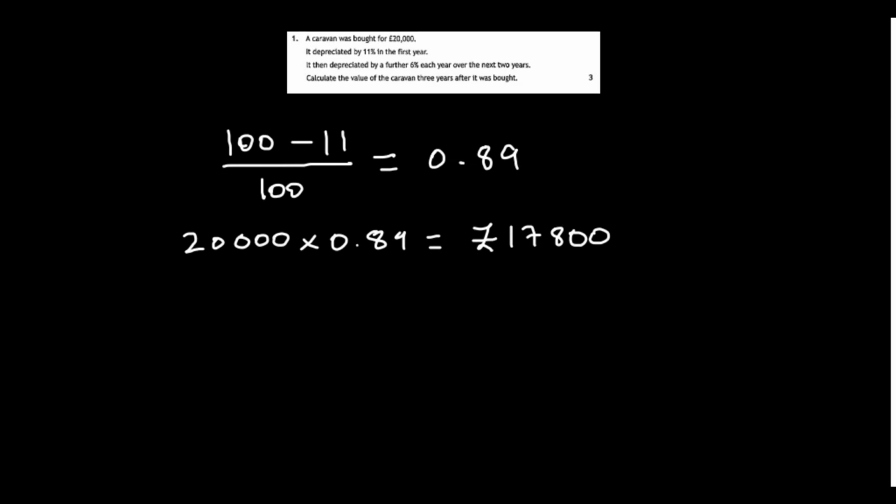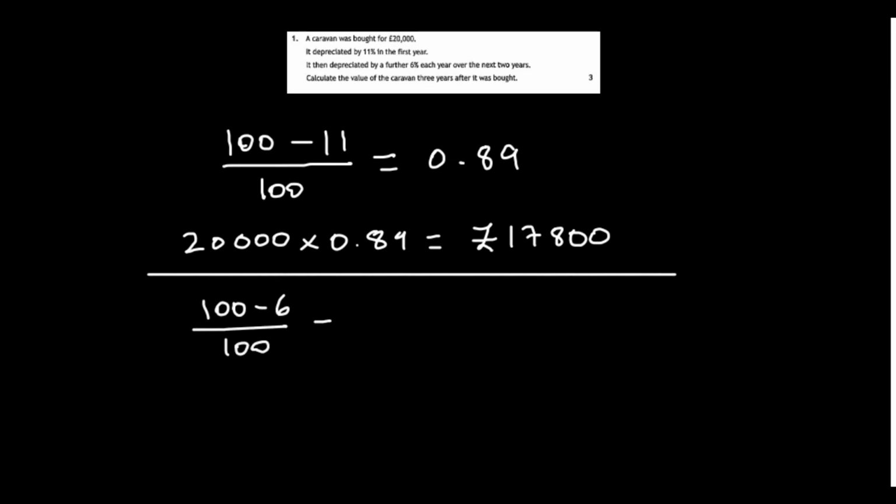And then we're told it depreciates by a further 6% each year over the next 2 years. So a depreciation, so I'll just draw a line there actually. And then we're now going to calculate how much it would cost after the next 2 years. So a depreciation of 6% would have a factor of decrease of 0.94. So 94 over 100, that's 0.94.